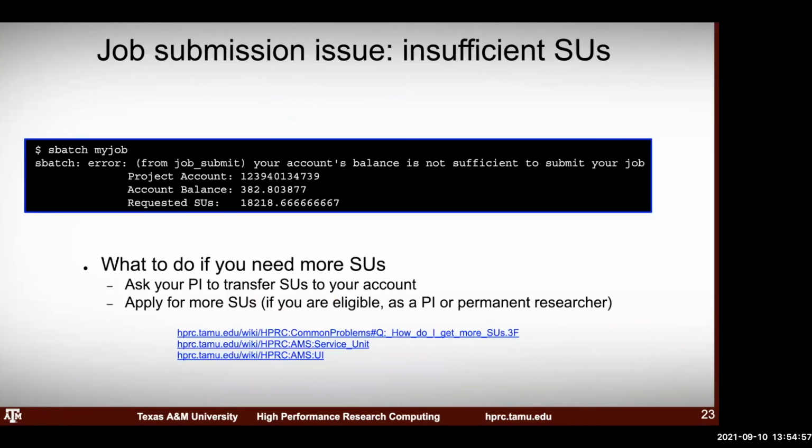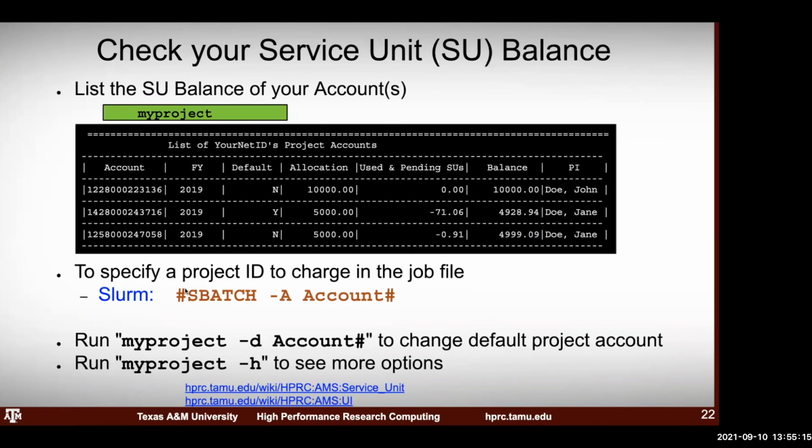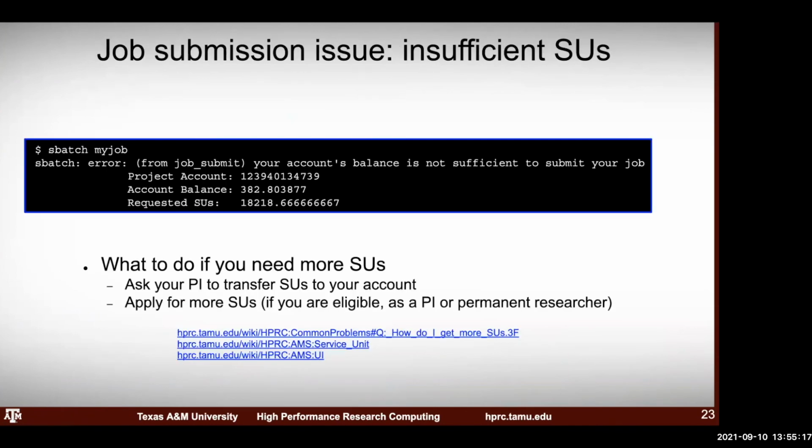Okay, similarly, if you try to sbatch submit a job and you don't have enough SUs to cover the job, you'll get this error: sbatch error, your account's balance is not sufficient to submit your job. In this case, this person needs to either adjust their default account to charge an account that has a balance, or inside the job script, add this optional line that specifies an account that he has access to charge and that has a balance to cover the job.